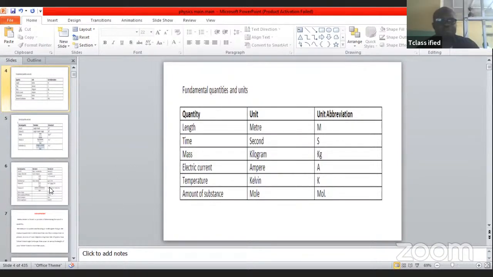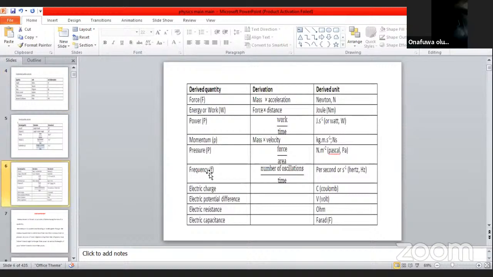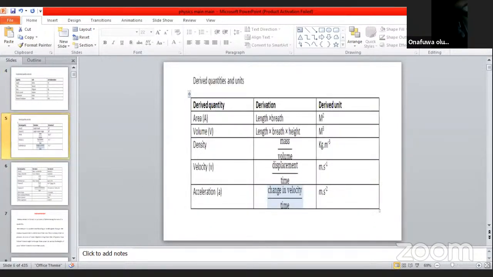So we also have ampere, Kelvin, and mole. Yes. Okay, and the derived quantities are what? Velocity, area, and volume. Okay. Velocity, what again?